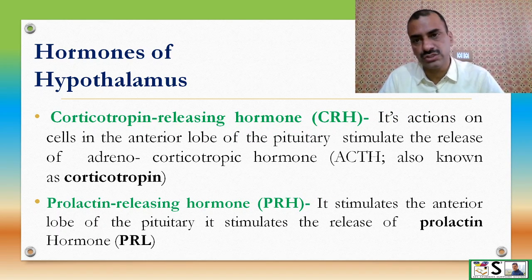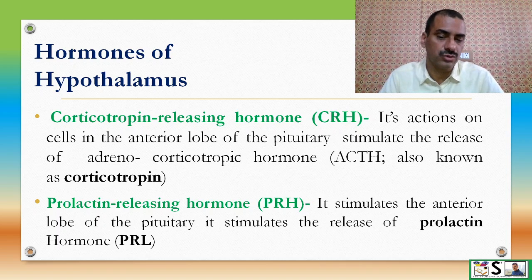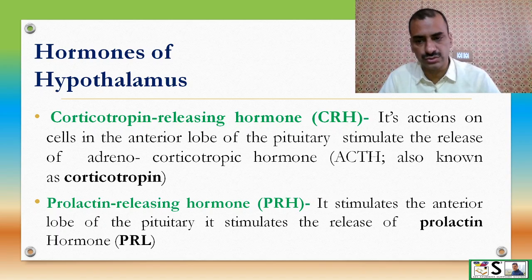Corticotropin releasing hormone, CRH. Its action on cells of the anterior pituitary stimulates the release of adrenocorticotropic hormone, which is also known as corticotropin. Next is prolactin releasing hormone, PRH. It stimulates the anterior lobe of the pituitary and stimulates the release of prolactin hormone.